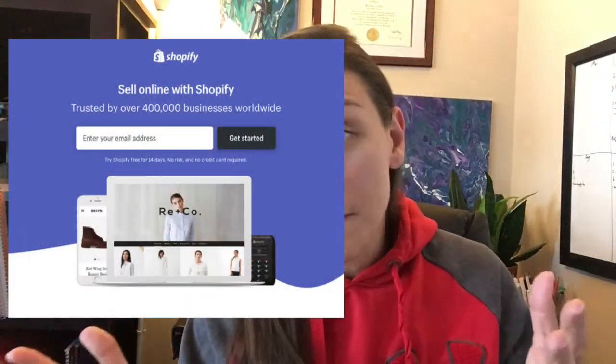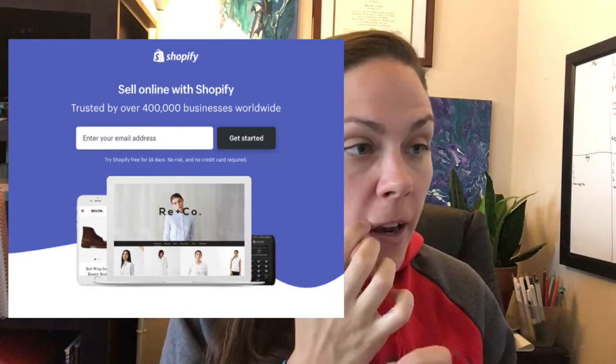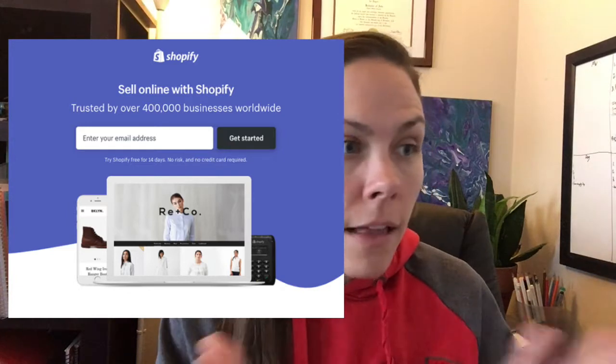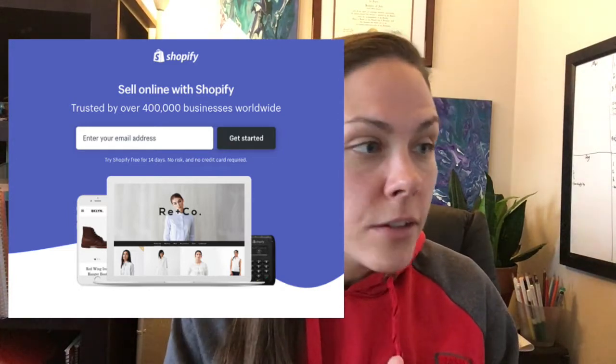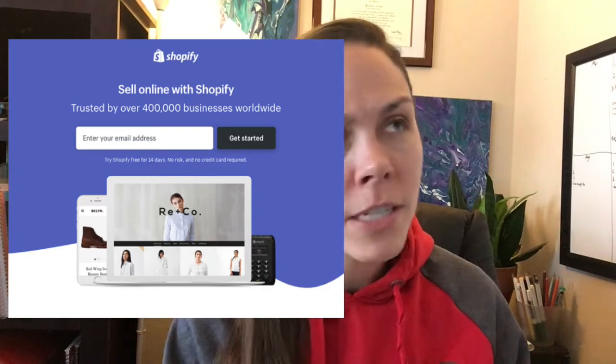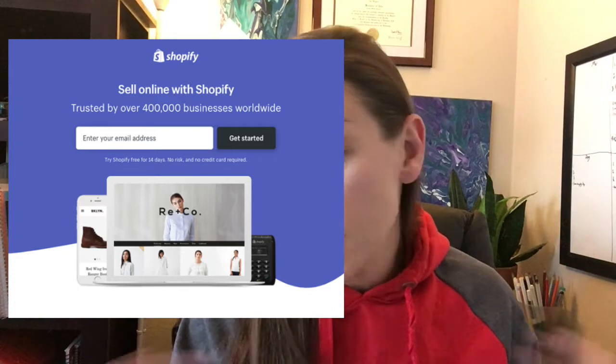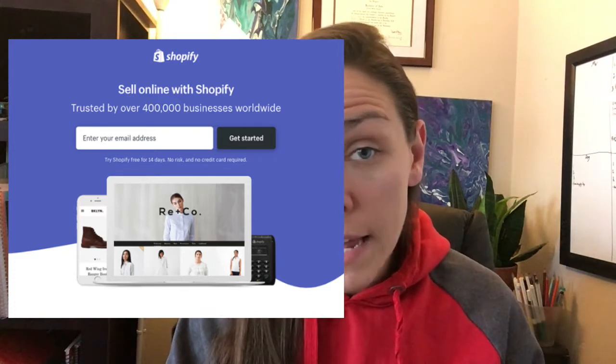Okay, so the first one, I like this one. This is the sign up page for Shopify: sell online with Shopify, and then trusted by over 400,000 businesses worldwide, which establishes that sometimes it's important to establish reputation right off the bat. It depends on what you're selling.